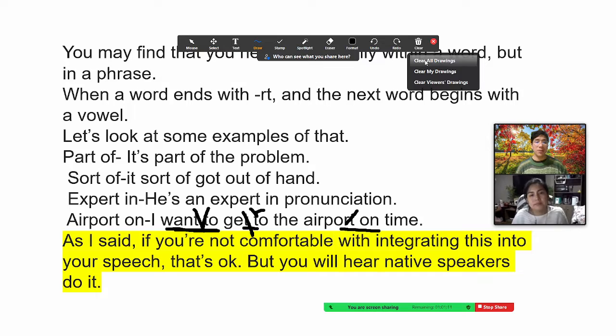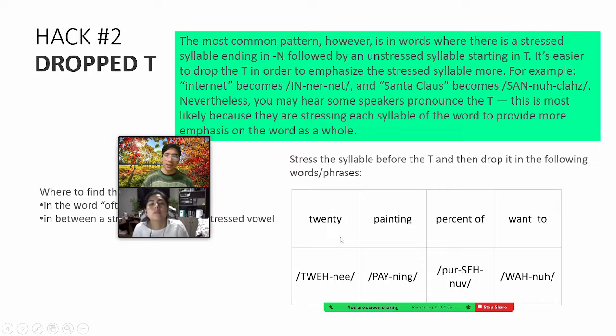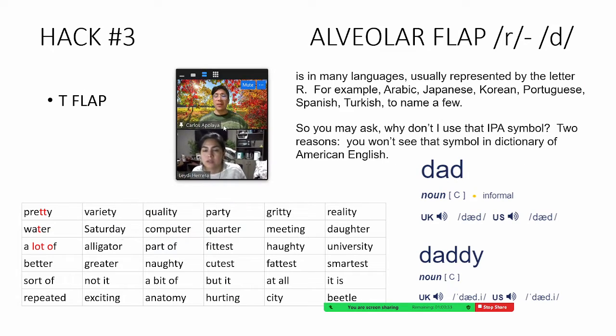Yes? Let's continue. The second rule, when we have 20, we pronounce it like twenty. Painting, we say paining. Percent of, we say percenta. Percent of. Yes, it's not percent of. Instead of saying one, two, you say one.